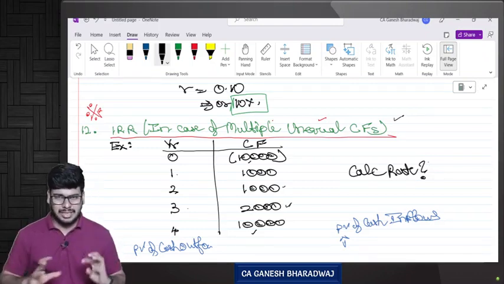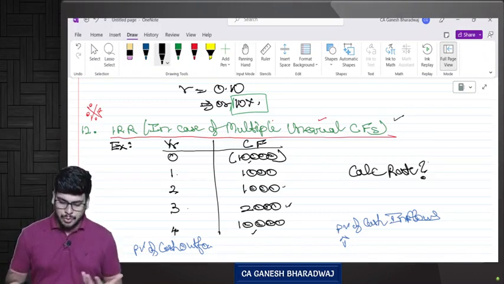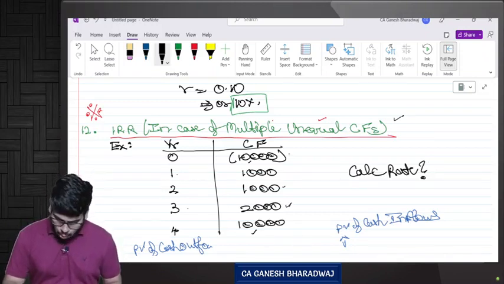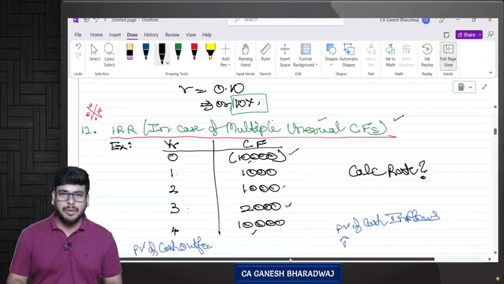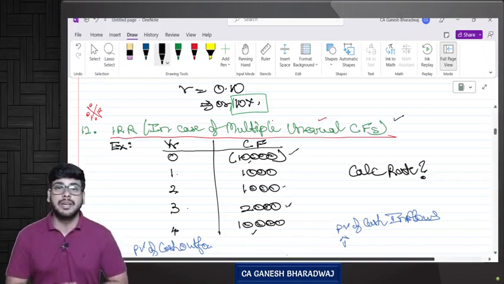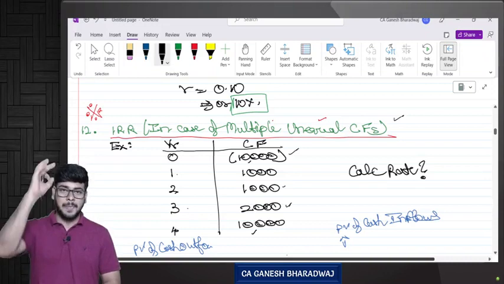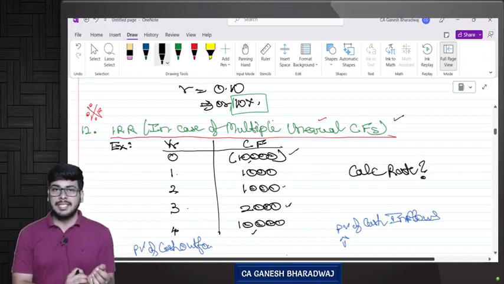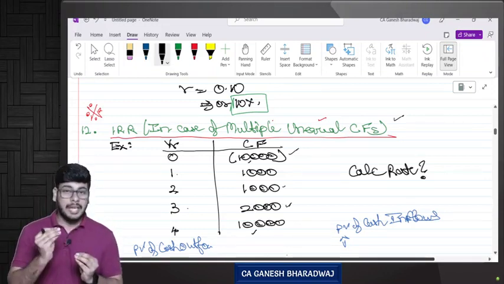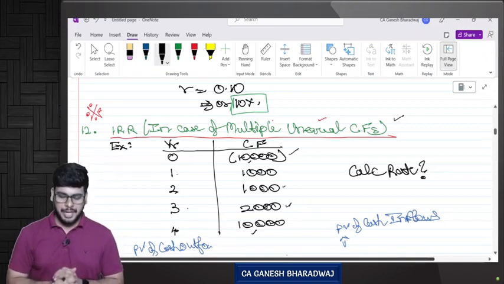Now, first, let's not enter into IRR. Before that, first, sir, why have you given it like this? There is an outflow here and then it is followed by inflows. Why have you given it like this? First of all, understand, this is where we are slowly entering into financial management.